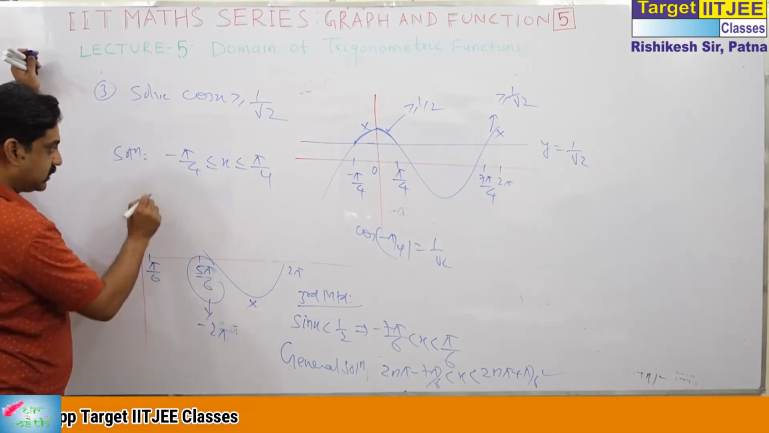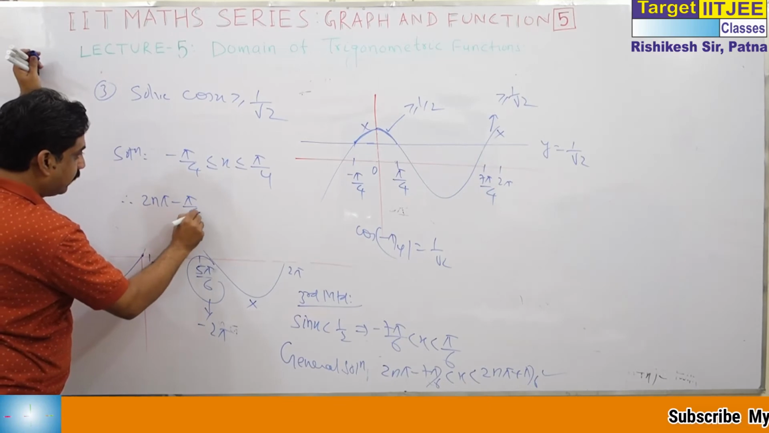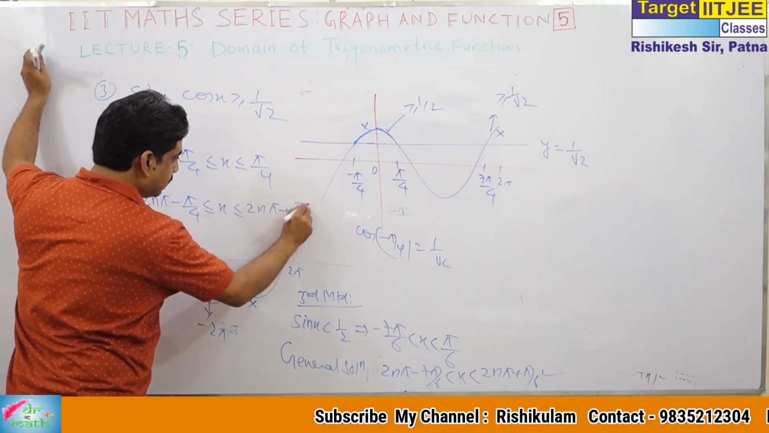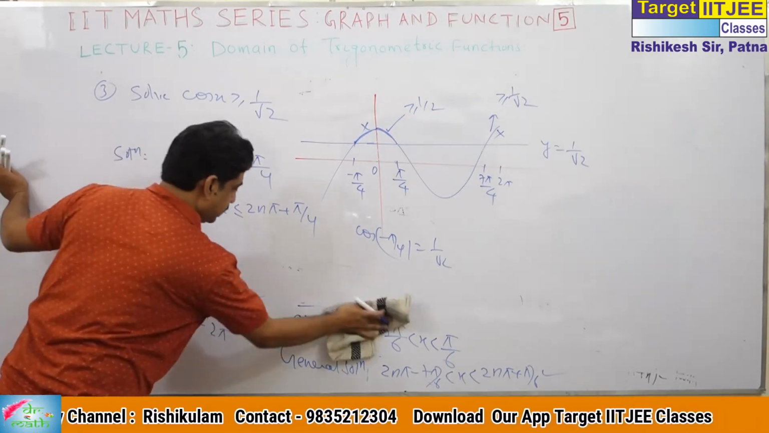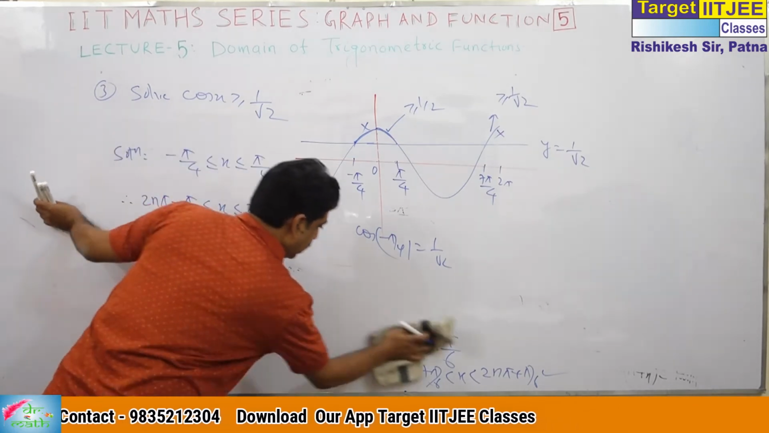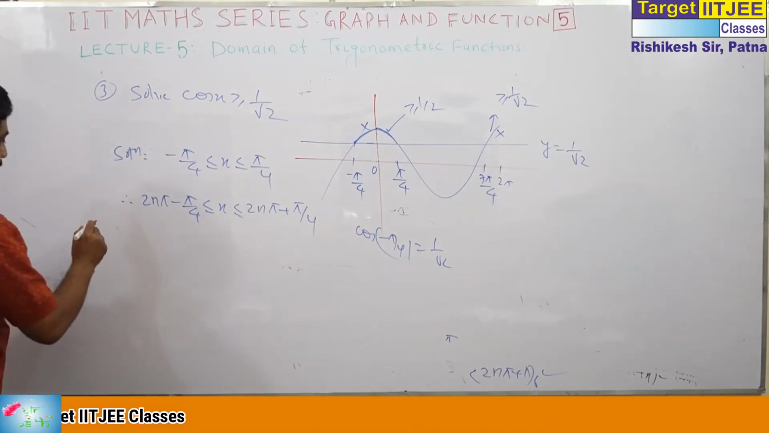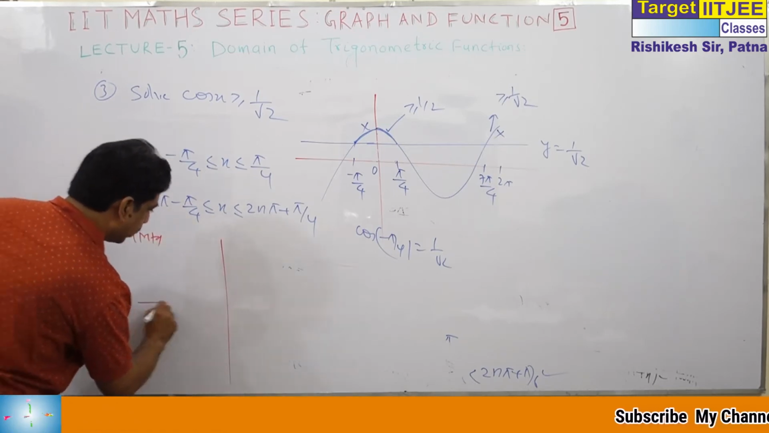So what is the case? The general solution is 2n pi minus pi by 4 less than or equal to x less than or equal to 2n pi plus pi by 4. This is the way. Now, if you want to go through this one, you can also go through this one depending upon your choice.